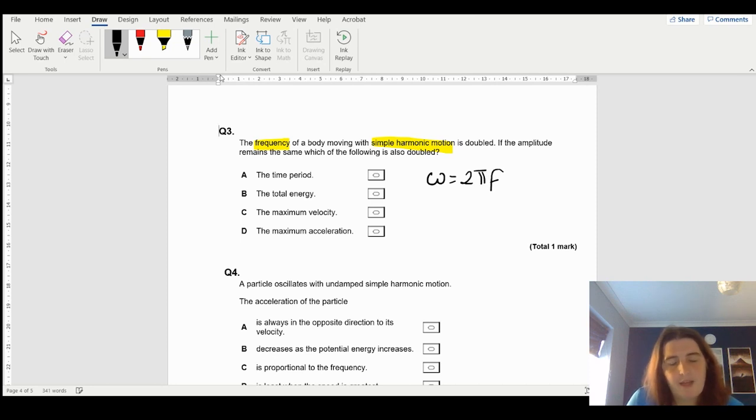Okay, I just immediately write that down, or 2 pi over t, just so I'm aware that's the form you're going to do. So which of these is also doubled? So first of all, the time period. So what I'm going to do is write down the relationship between frequency and the time period, which is frequency is 1 over t. So if I double that, that ain't going to be doubling. So it's definitely not that one.